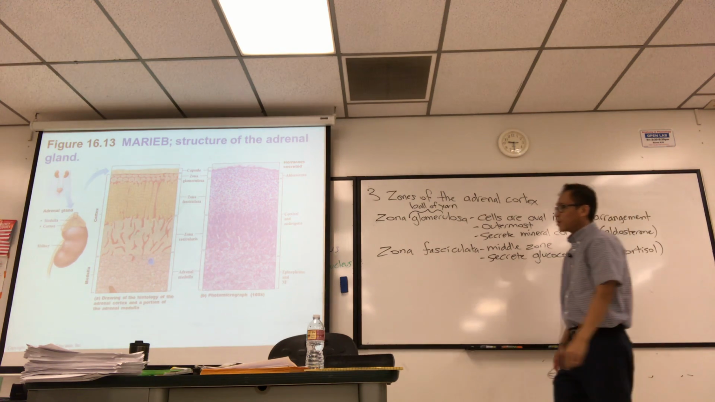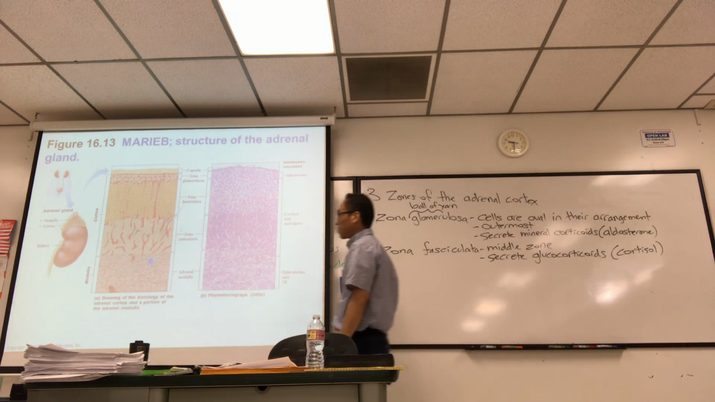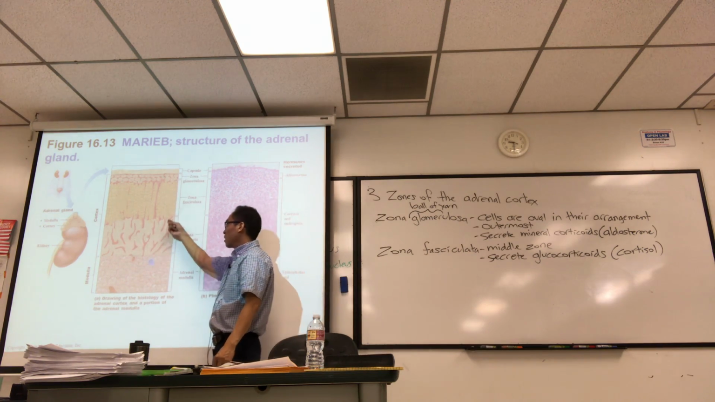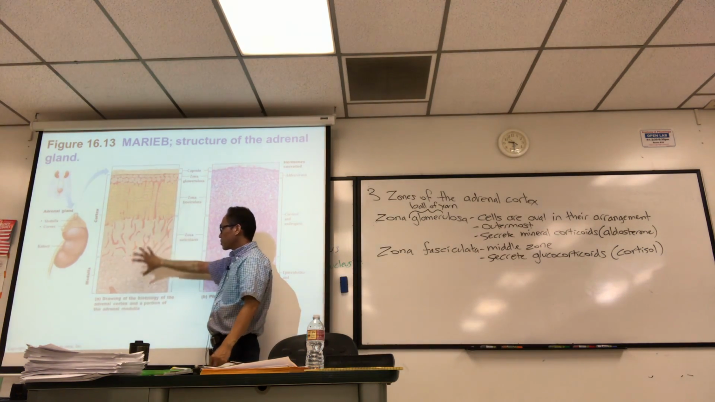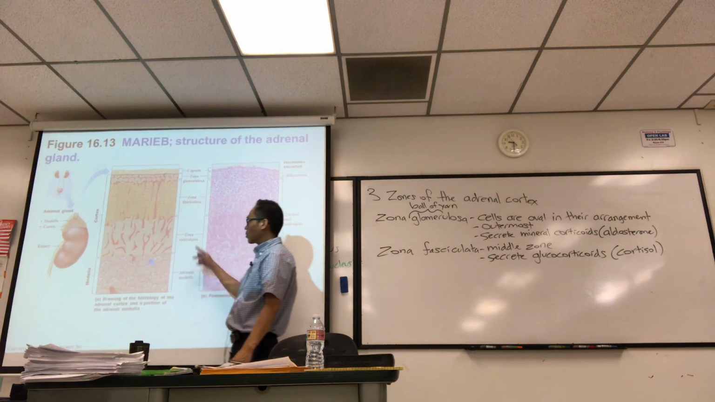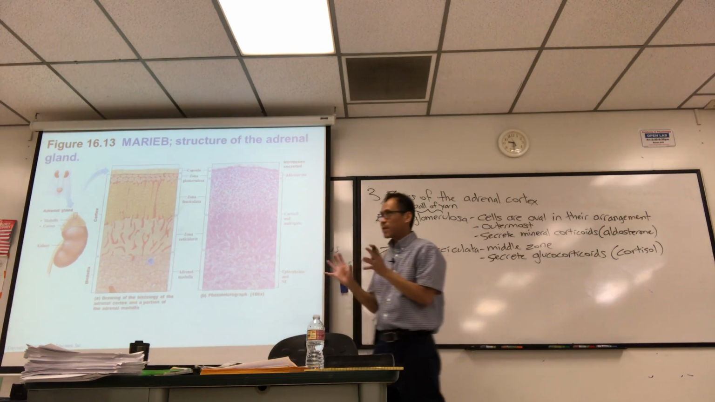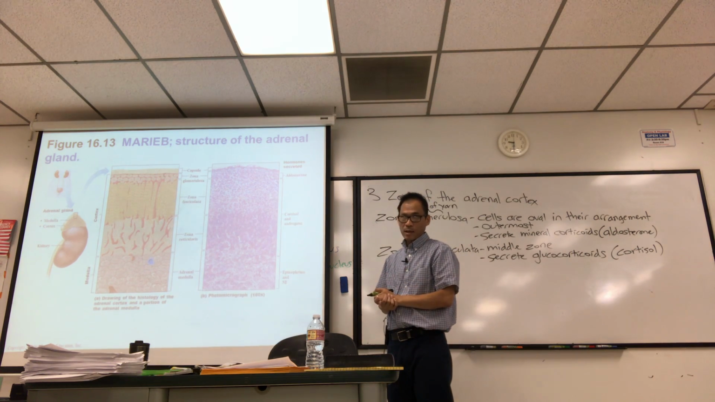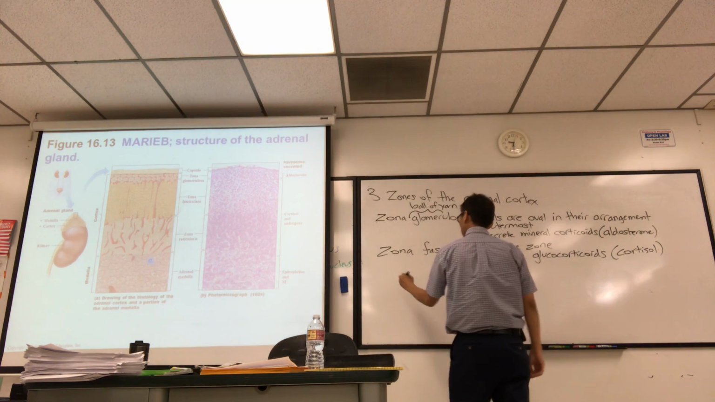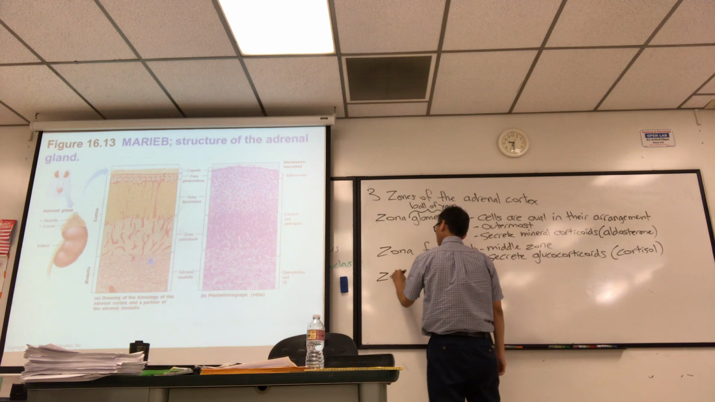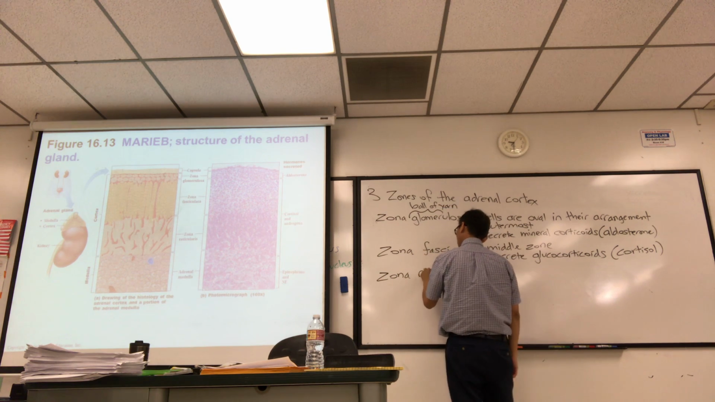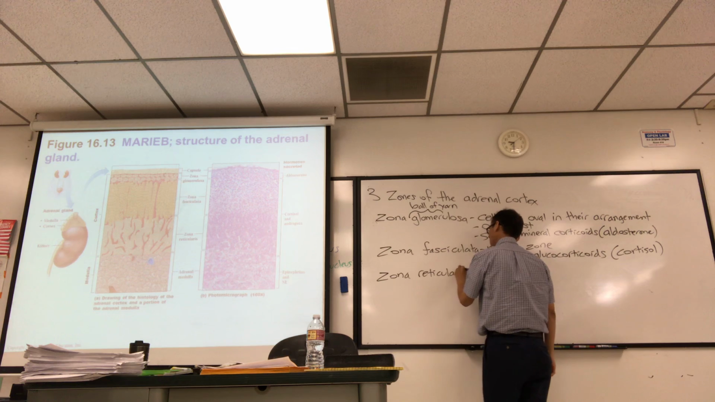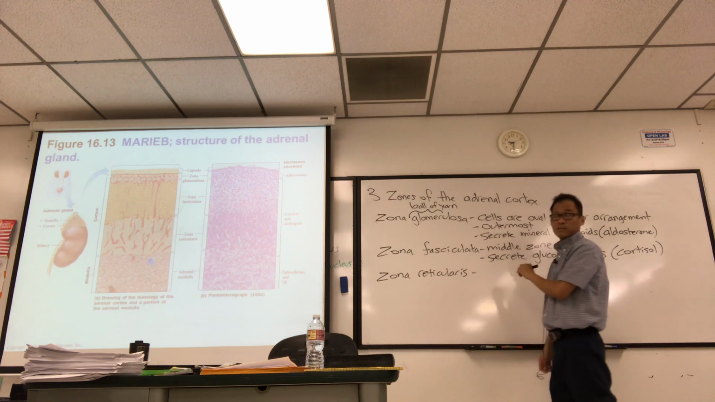Now the innermost zone is usually thinner on slides that I look at, but anyways, they illustrate it like this here. It's the one that borders next to the medulla. It's the zona reticularis. Reticularis means like a complex network. So there's no organized arrangement of the cells in this layer. Okay, so zona reticularis. They secrete sex hormones.